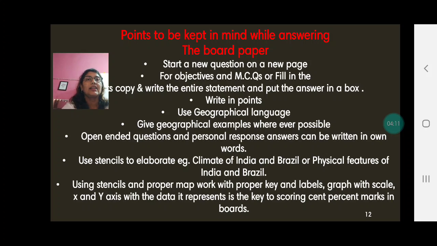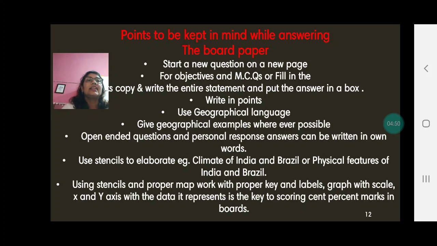Use of stencil to elaborate is a must. Because in the beginning in the notice you get, use stencil wherever possible. It could be a give reason, it could be a difference, it could be a short note, it could be long answers. In long answers you have to look out for where you can use a stencil. Stencils are available in the market, but if not, you can always get an outline map of India, print it out, stick it on a cardboard and cut the central part of it, so that you get the outline map of India, outline map of Brazil, etc.